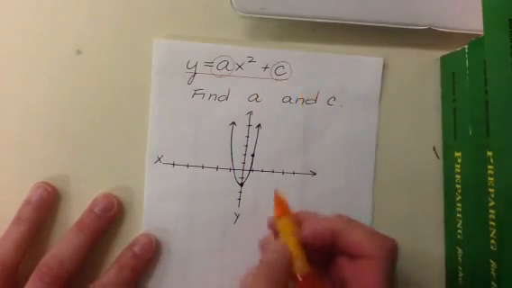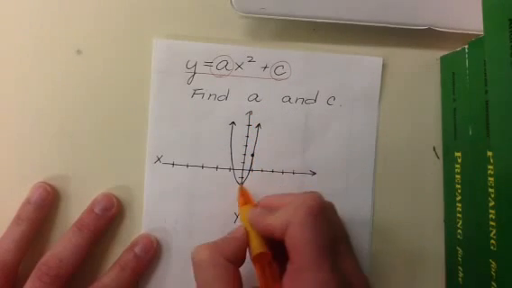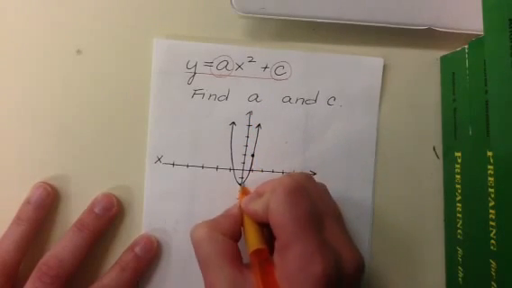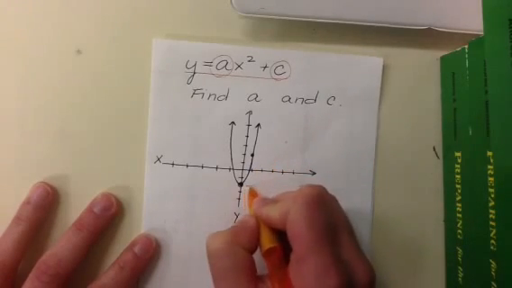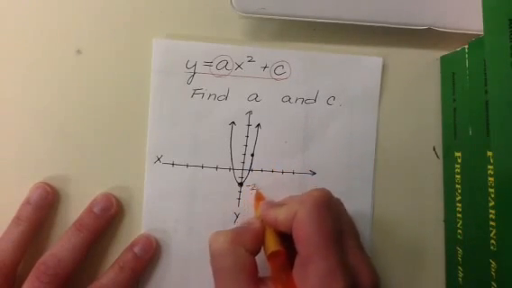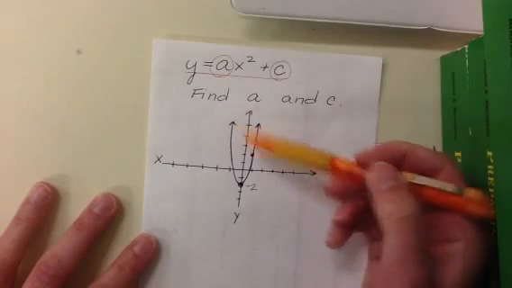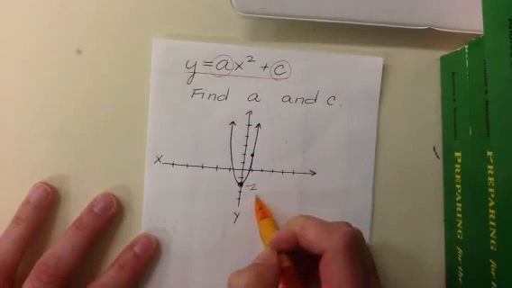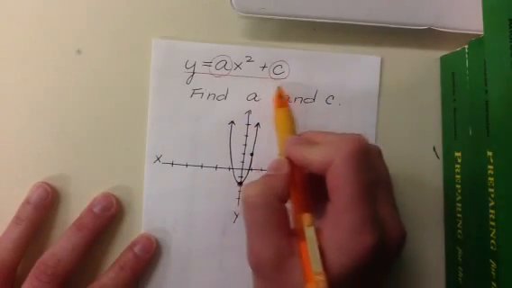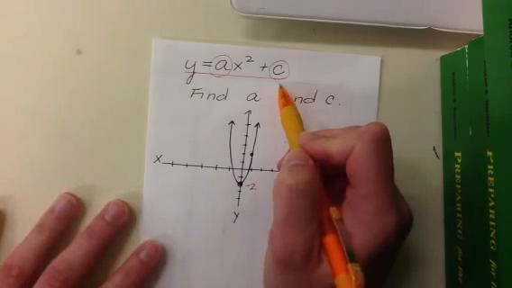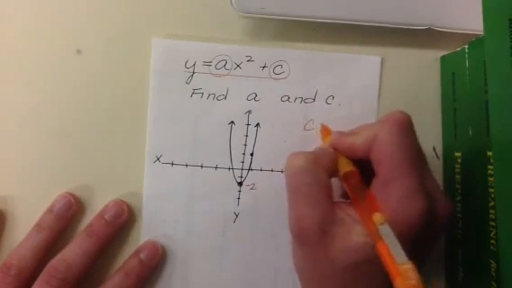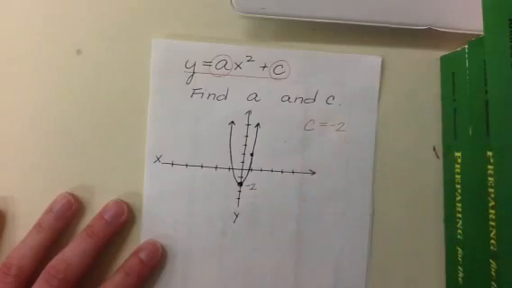To do that, the easiest thing that I would start with is looking at the y-intercept. Here, my y-intercept is at -2, so I know that my parabola was shifted down 2 units. So automatically that tells me my c value, because my c value here is my y-intercept. So I know that c equals -2.